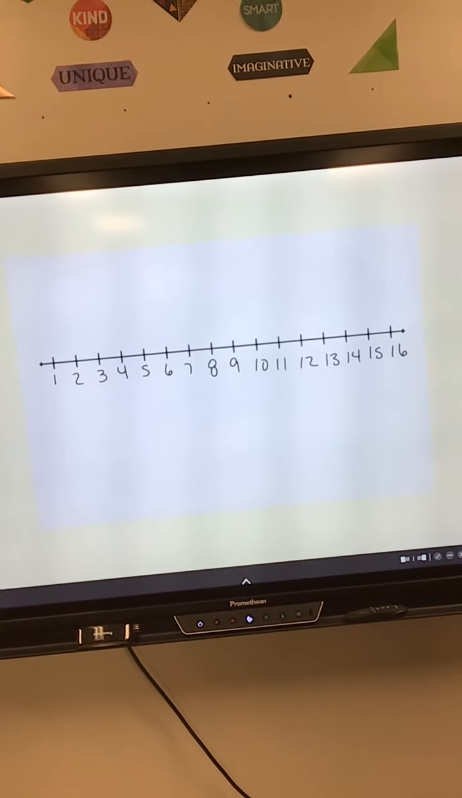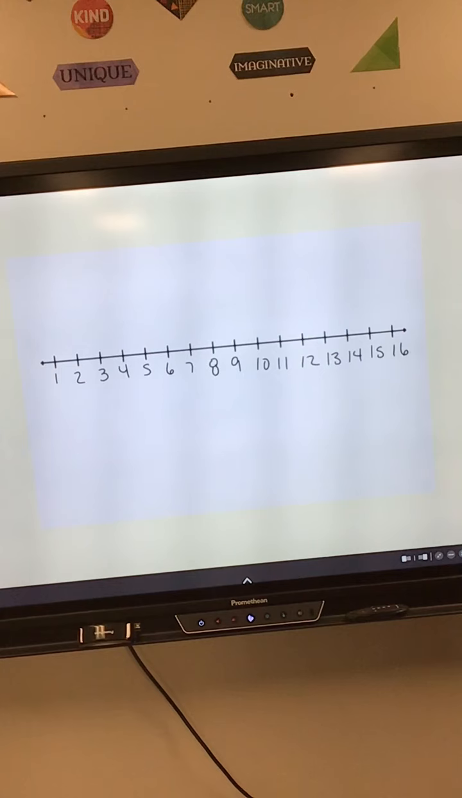Label it 1 to 16. Ten, 9, 8, 7, that's fine, 6, 5, 4, 3, 2, 1, 0. I am going to be giving you a math problem.